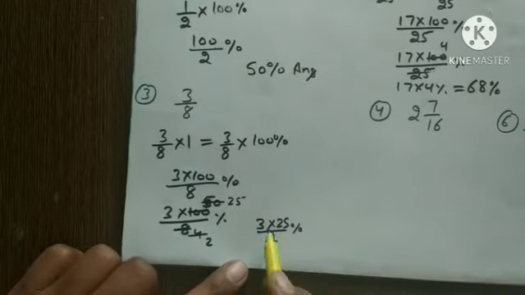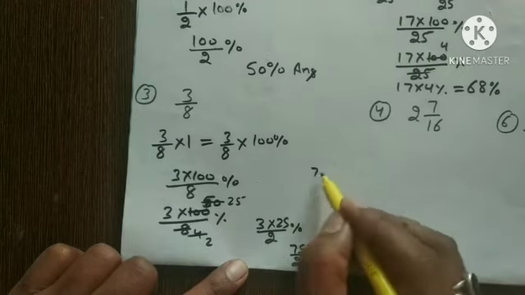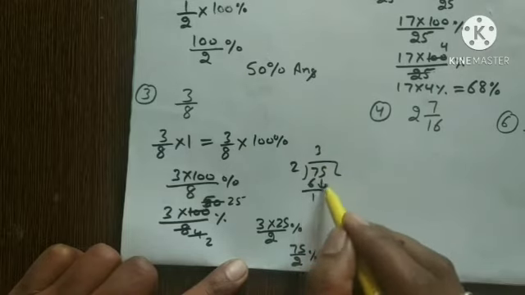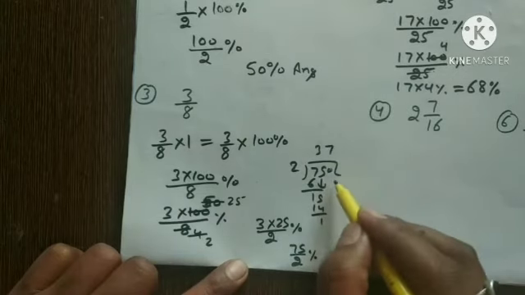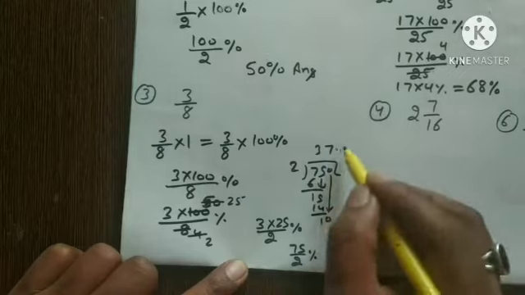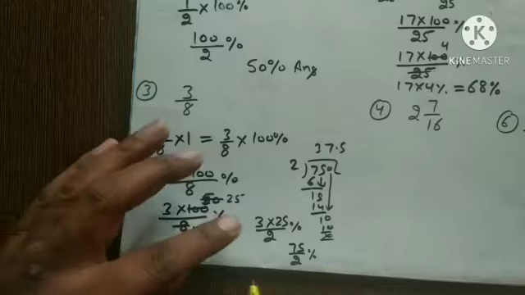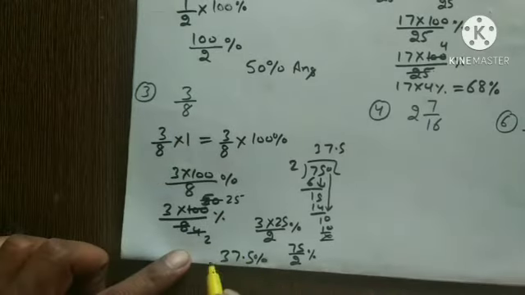Right? Now you see 3 multiply 25, that is 75. So 75 over 2%. Right? Now when you divide 75 by 2, that is 37.5%. So the answer is 37.5%. This is the answer.